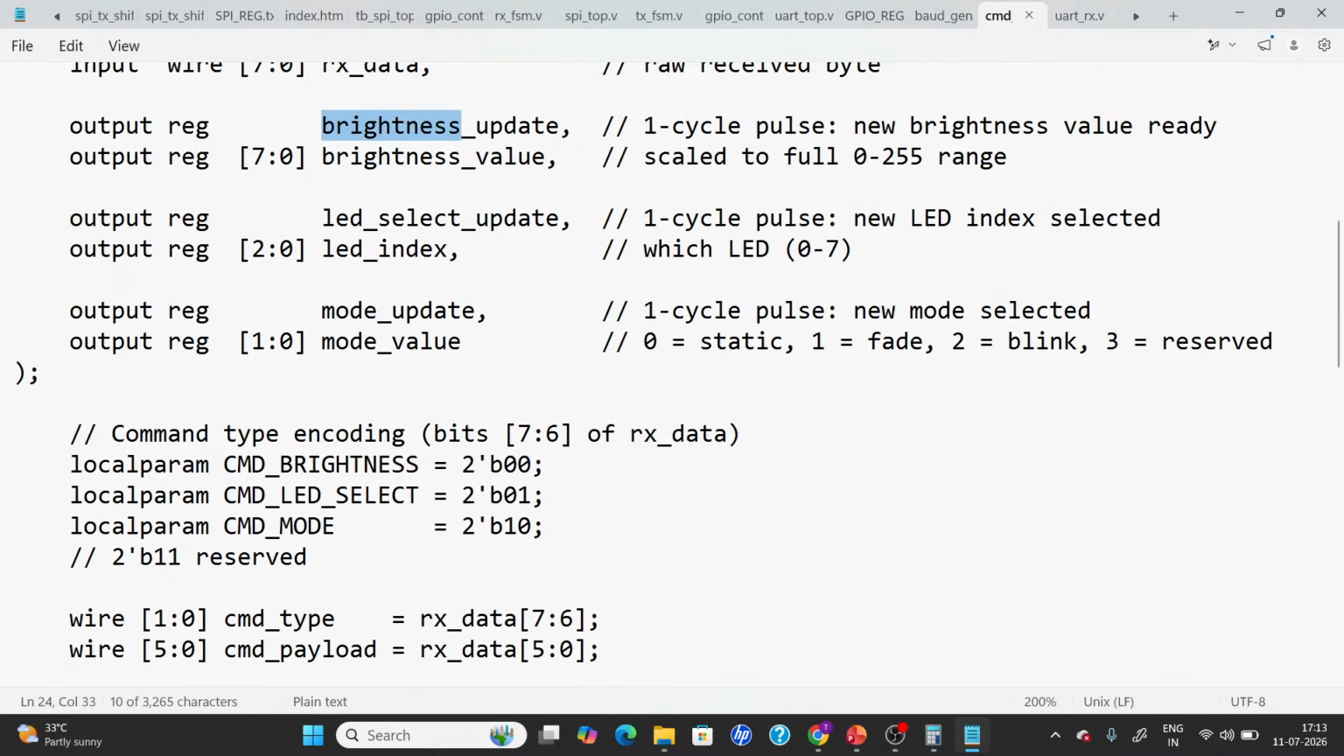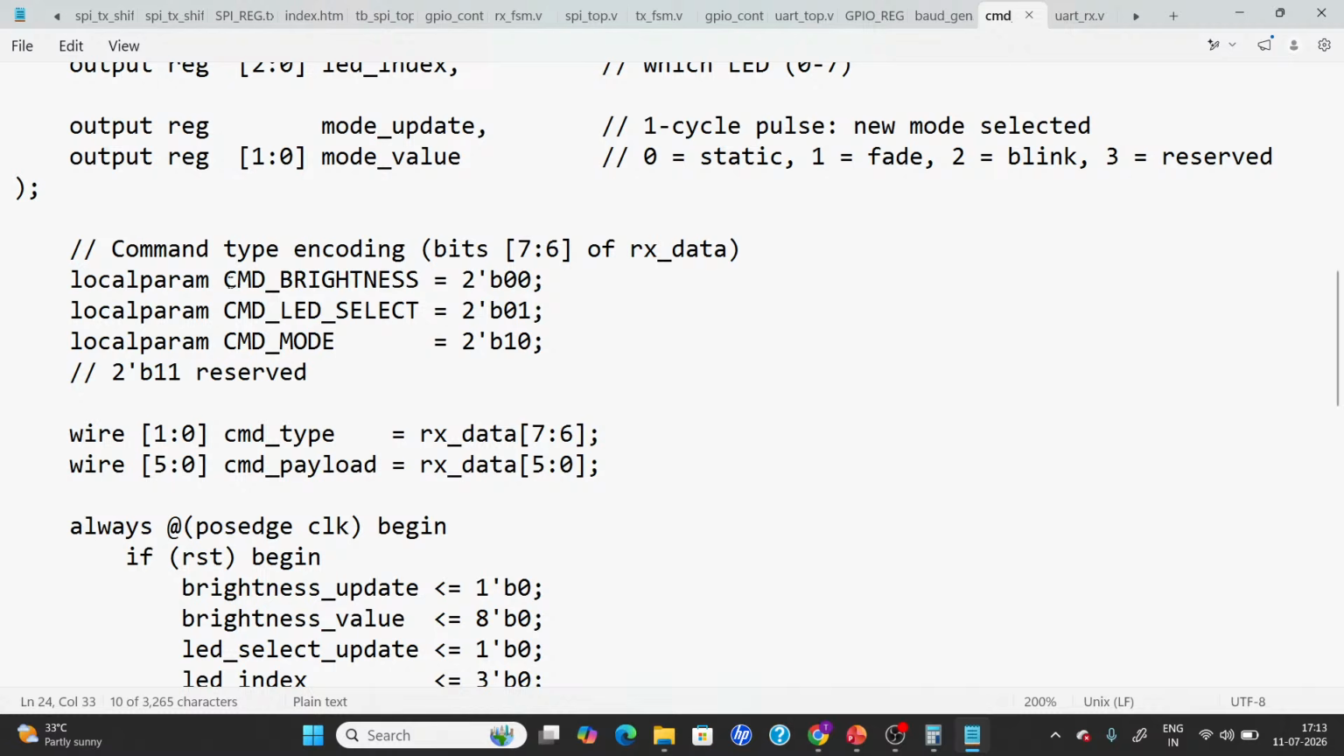Okay. Now I'm going to have command underscore brightness as 00, command underscore select as 01, mode equal to 10. Why am I taking this? Just now in the previous slides we discussed that for the MSB bits, if it is equal to 00, it is brightness, 01 it is LED select, 10 it is nothing but mode. Okay. Now command underscore type, as I've said, I'm going to get from the MSB bits, and command underscore payload is the remaining 6 bits of data.